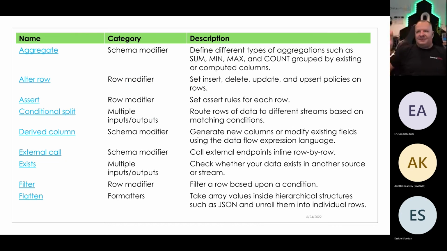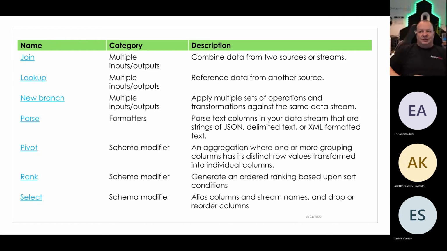Okay. Here I've broken it down into the types of categories. So if it's a row modifier or a schema modifier, is it a format? Are we flattening the records? Are we filtering the records? Are we doing different outputs with conditional splits? So some major different capabilities with these different functions that exist in there. So we've got the aggregate, the alter row, the assert, etc. There's a few more to look up there.